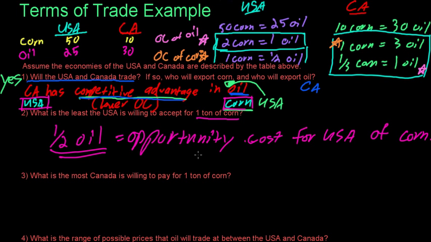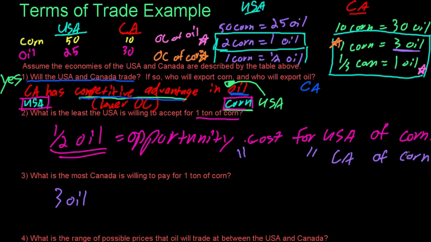All right, so then what is the most that Canada is willing to pay for 1 ton of corn? We said that the US is going to be exporting corn because they have the competitive advantage. So what's Canada willing to pay? Well, Canada is willing to pay up to 3 million barrels of oil. And the reason is that this is the opportunity cost for Canada of producing corn.